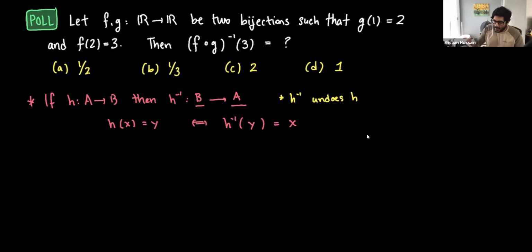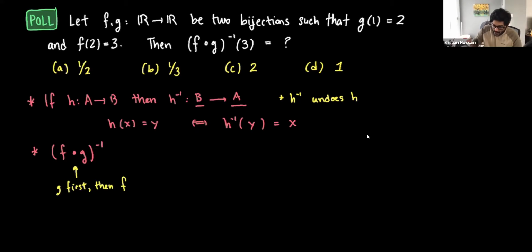So what I'm trying to say is that if I take the inverse of f of g, I have to undo f first. Here I do g and then f, because remember function composition goes from right to left. So this thing represents g first, then f.